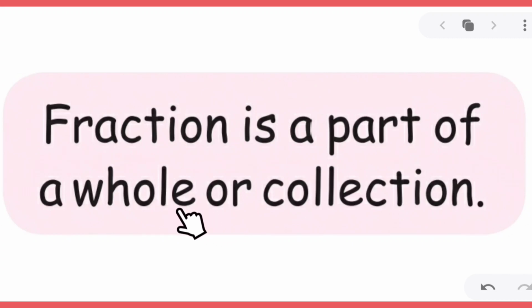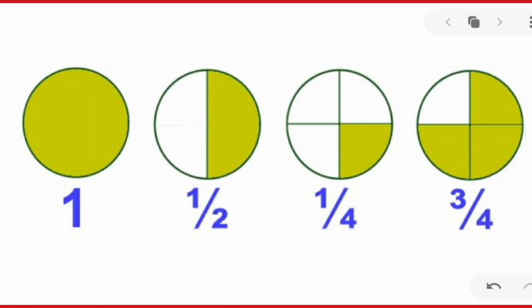Okay children, let's see the examples for fraction. Children, see the picture. First one, a full circle is given. So fully shaded means we can say this is a full value. So we can write 1.